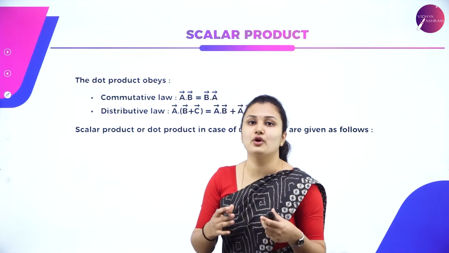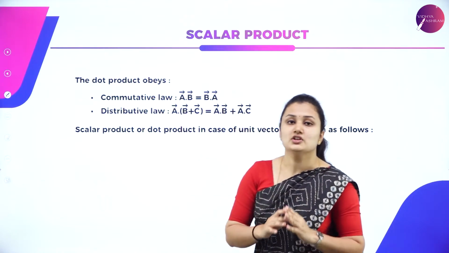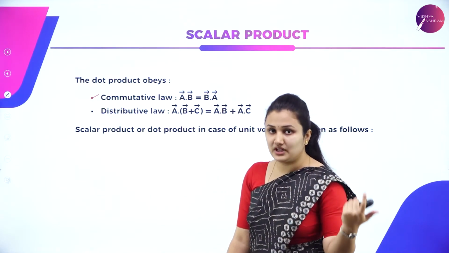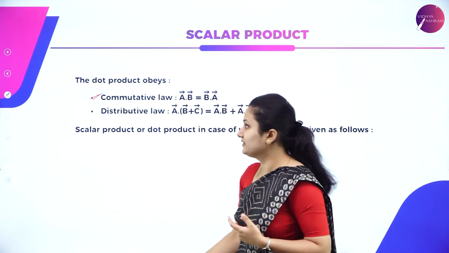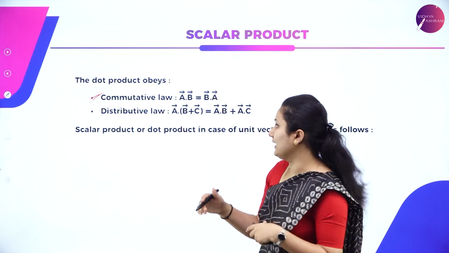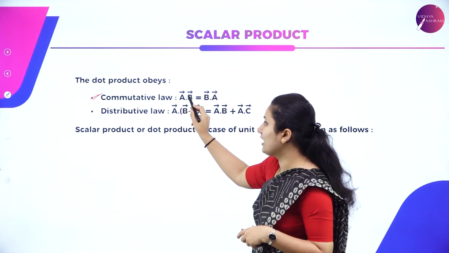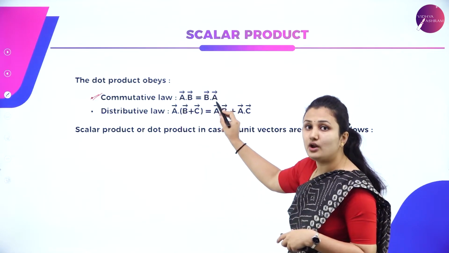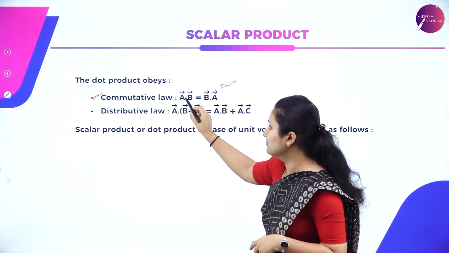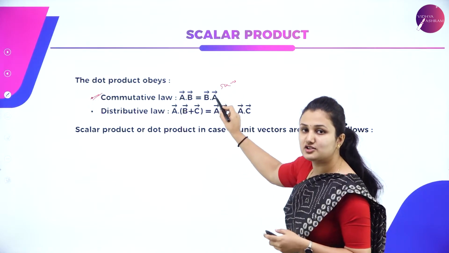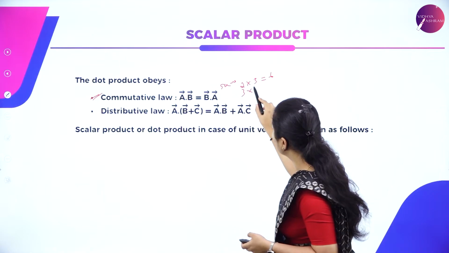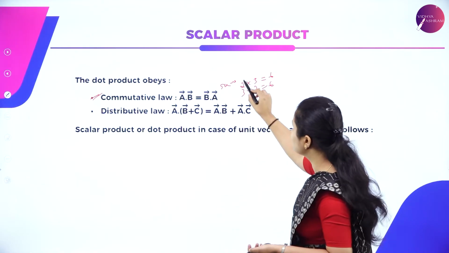There are some conditions for dot product, also in the case of unit vectors. So what are those conditions? The first is the commutative law, which we have discussed in the previous sessions. That is A dot B is equal to B dot A. If there is a change in the order of terms, the result will not change. For example, 2 into 3 is 6, and 3 into 2 is also 6.